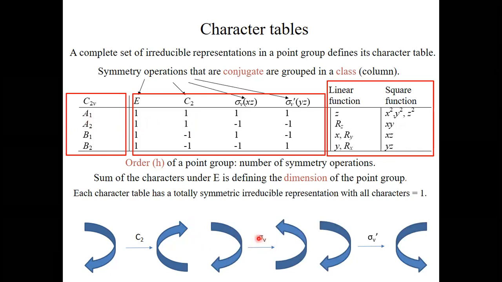What about sigma v? If we apply sigma v, then we mirror this vector, which rotates around z, at a mirror plane which is within the paper plane. That basically mirrors this part here to the back and this part here to the front. After we have carried out the symmetry operation, our rotational vector looks like this. Now, does it still rotate in the same direction, or does it rotate in a different direction?